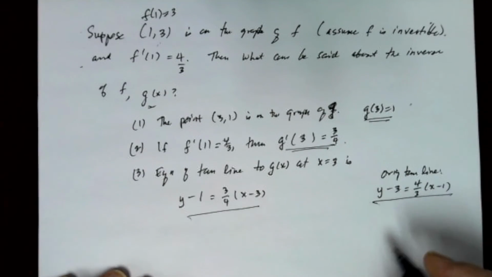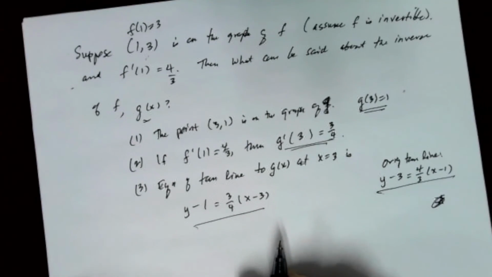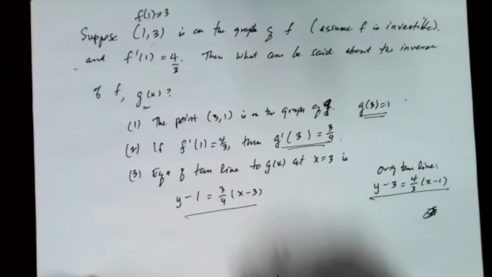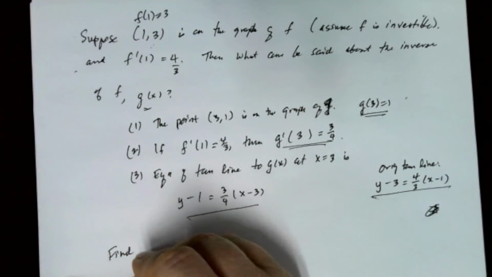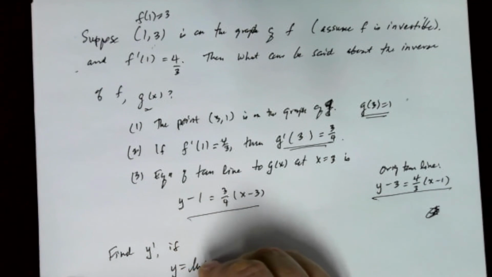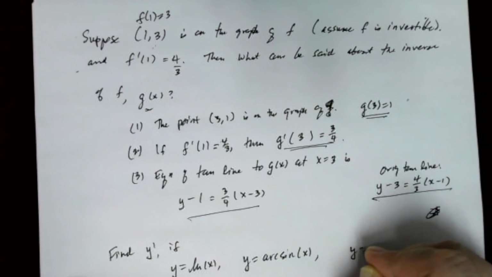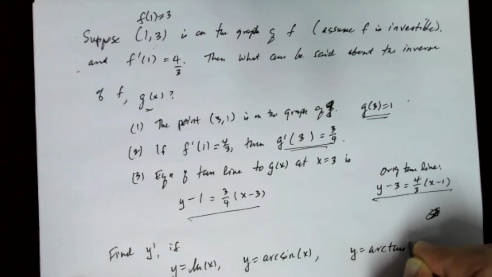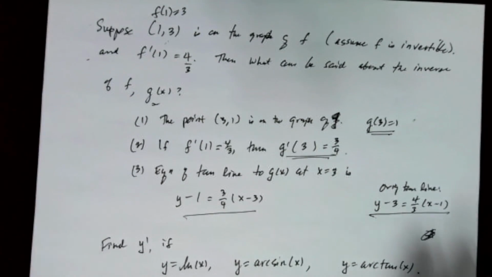Good. All right. I'm going to stop here, and then in the next video we're going to use this idea of functions and their inverses to find derivative formulas for y equals the natural log of x, and then y equals the arcsine of x, and then y equals the arctangent of x. Okay, so the same technique will be used for all three. All right.